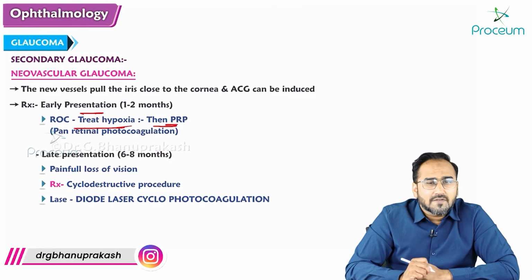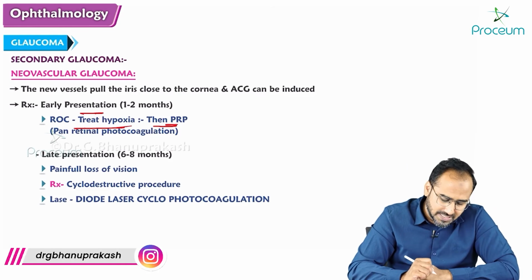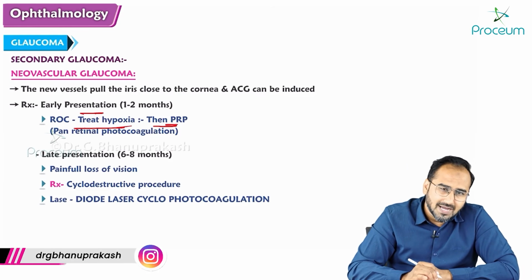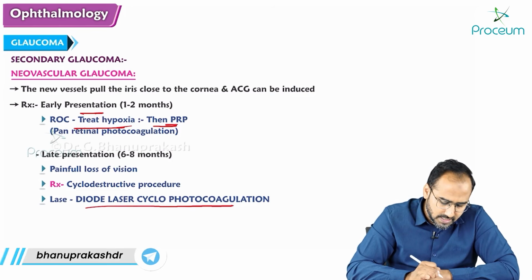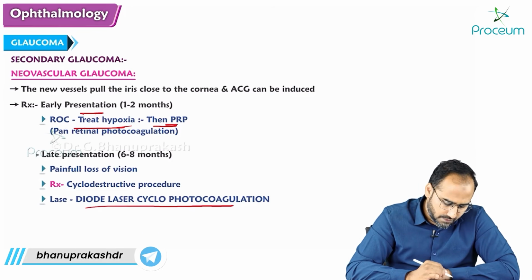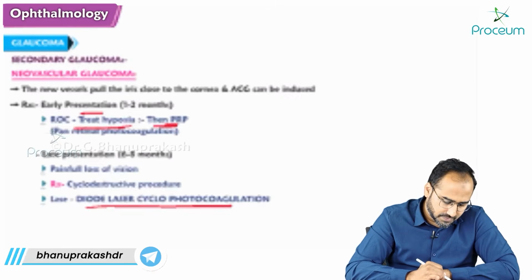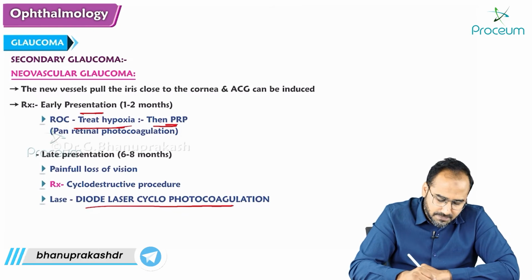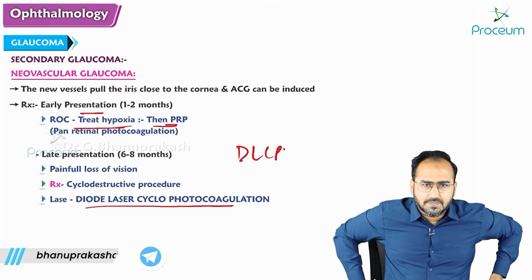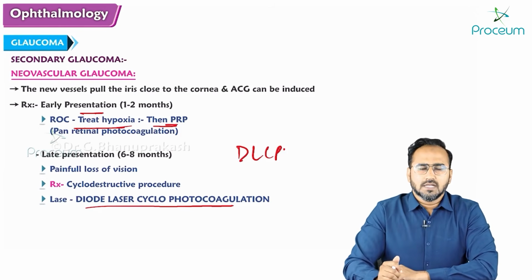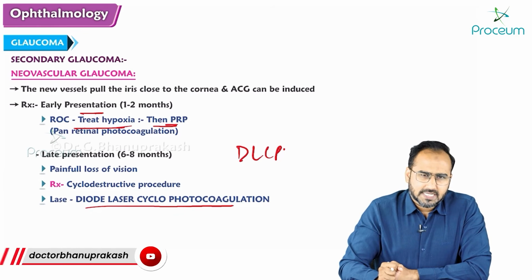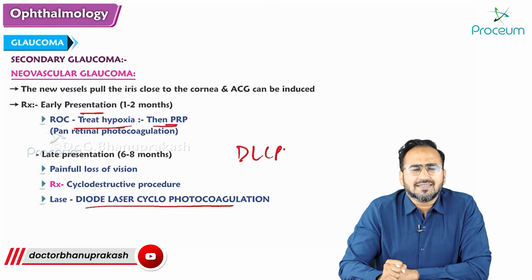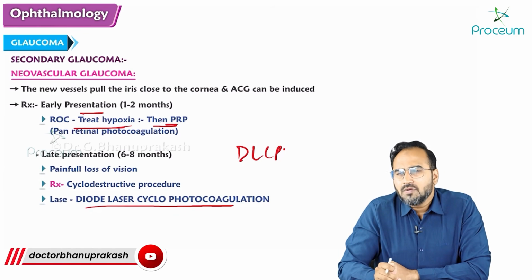But if new blood vessels are already being formed in the later stages, then you have to go for a cyclodestructive therapy, which is called diode laser cyclophotocoagulation, DLCP. DLCP is what, guys? Diode laser cyclophotocoagulation, right? So if the patient is presenting early to you, how will you manage?